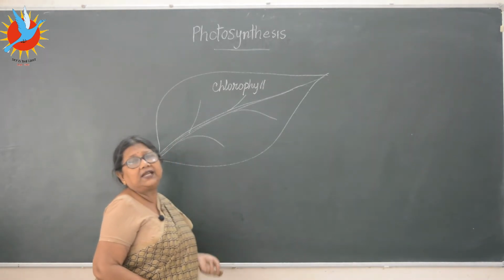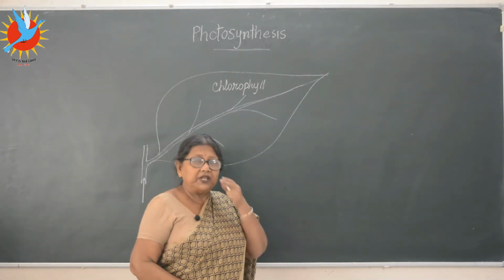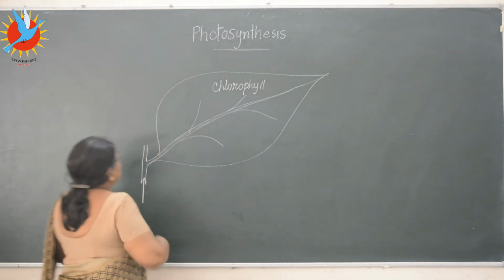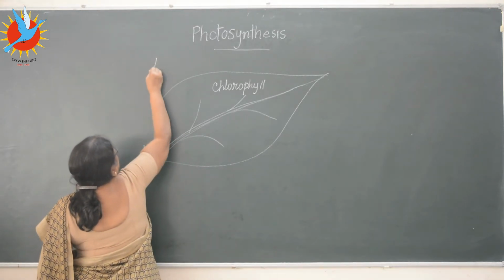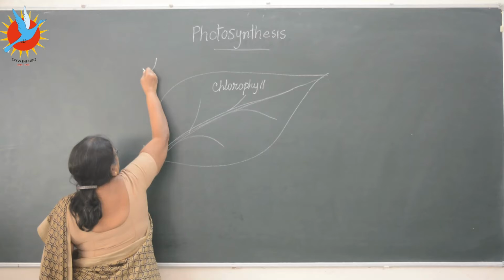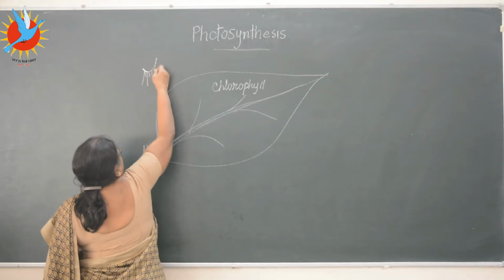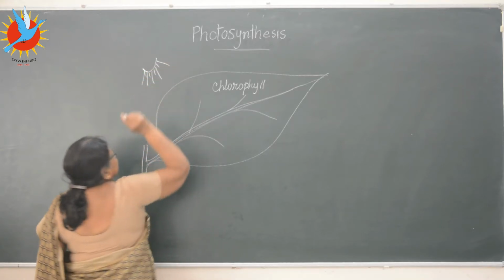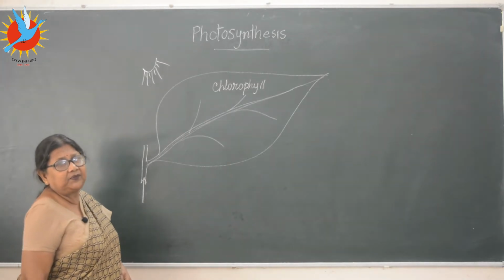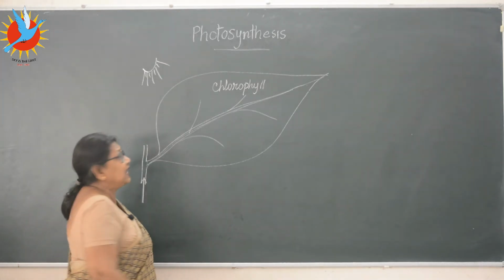All the cells contain chlorophyll, the pigment. Now I will draw here one. What is it I'm drawing? What is it? Sun. What is the purpose of drawing the sun?